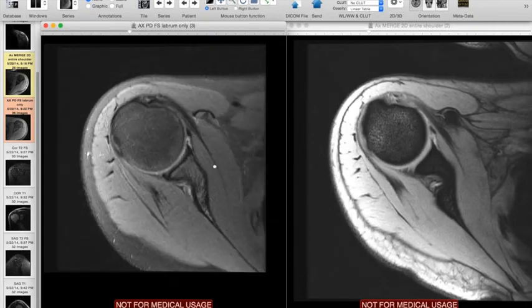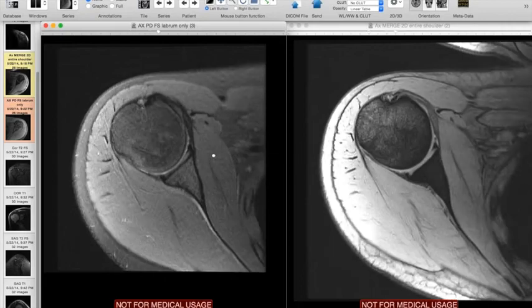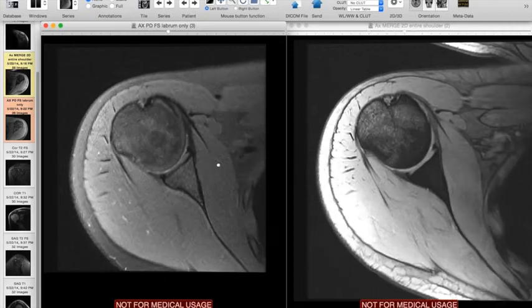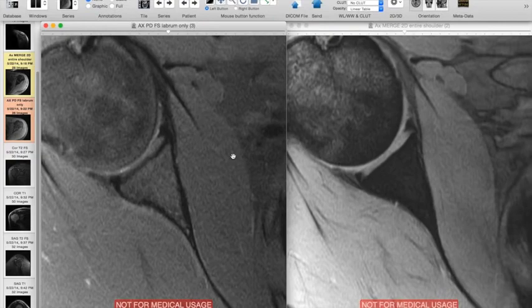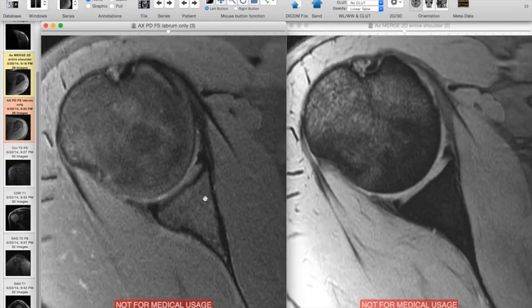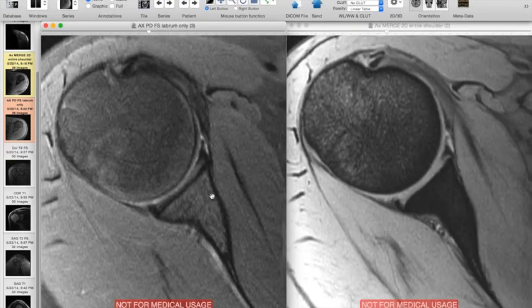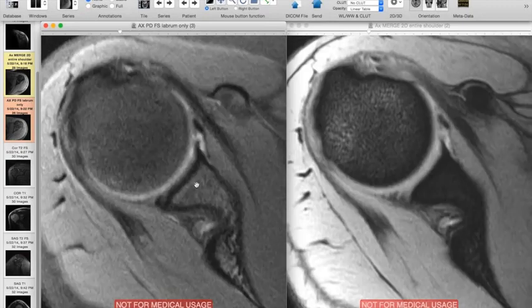That's useful. It's better seen on MR arthrograms when the joint is distended. I'm going to zoom in just a little bit here on the labrum and try to focus on that. This one is a nice normal labrum. The labrum's a difficult subject in MR imaging.